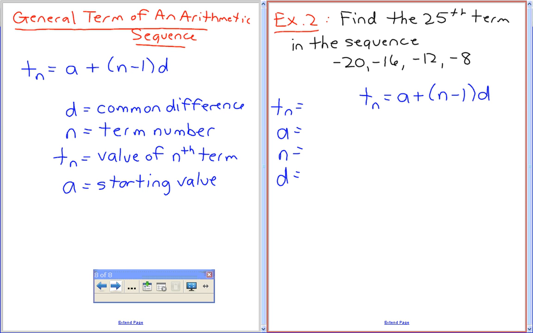Sabrina, can I get one piece of information for that, please? Common difference is 4. Now, I want people to be very careful with this. That's going to be plus 4, right? Because you're getting bigger, it's positive 4. Yeah, just be careful of that. Arden, what else do we know? A is negative 20. All right, Maddie, what else do we know, please? N is 25, very good. And then Tn is the question.